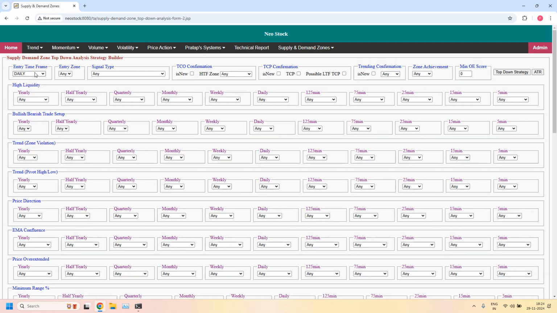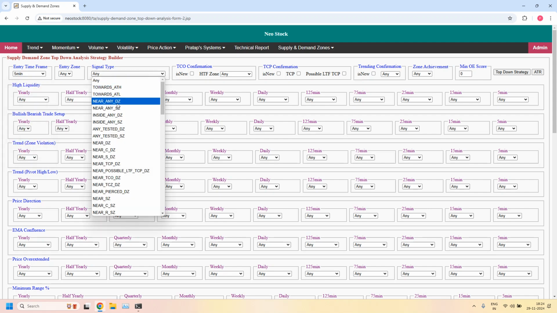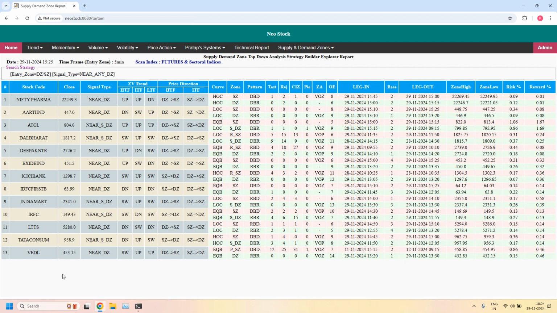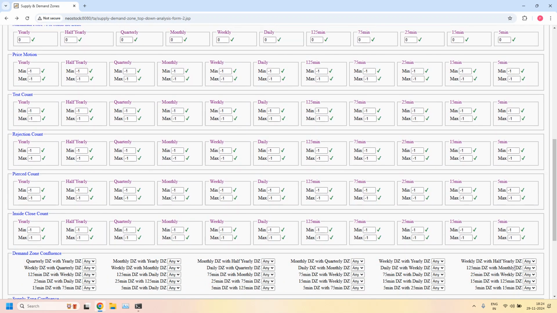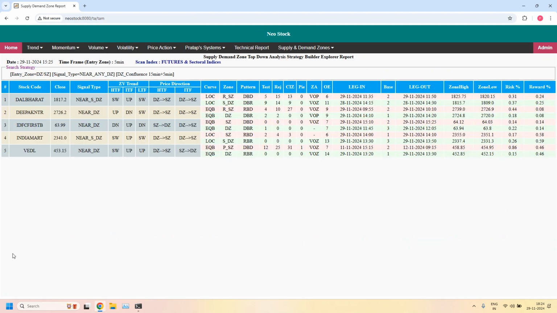Next time frame is 5 minutes. Stocks near 5 minutes demand zone. We got 13 stocks. Out of these 13, how many of these stocks are having ITF demand zone confluence? That is 5 minutes demand zone with 15 minutes demand zone confluence. I am enabling that filter. So with this filter, we got 5 stocks.